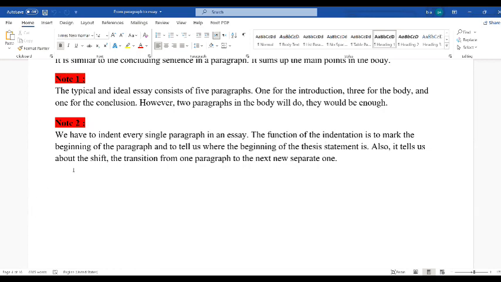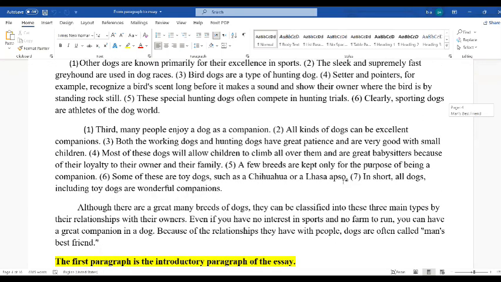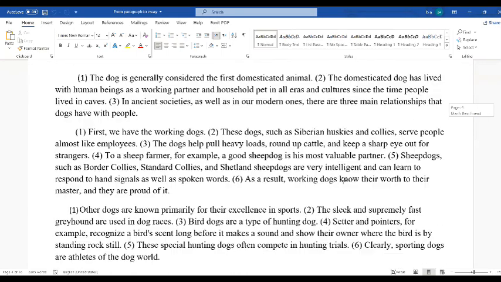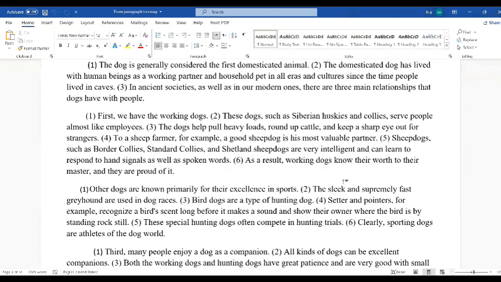Also, it tells us about the shift, like movement, from one paragraph to another. How to move from one paragraph to another is called a shift. The transition, it's the same meaning, also the shift from one paragraph to the next new separate one. So what is the meaning of indentation? Let's have a look at an example to know what indentation means.